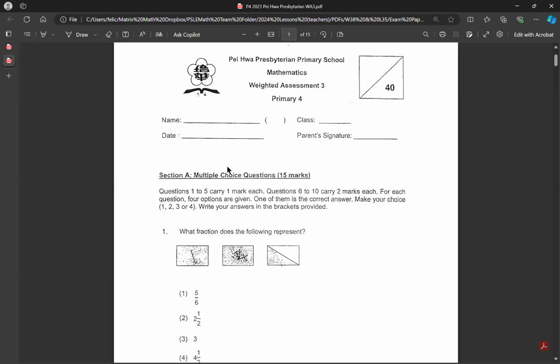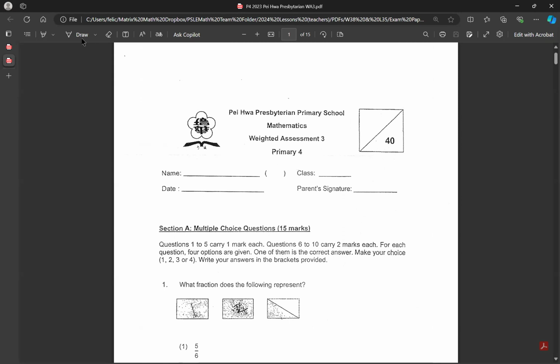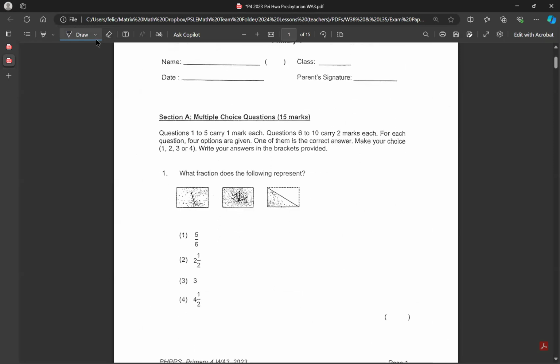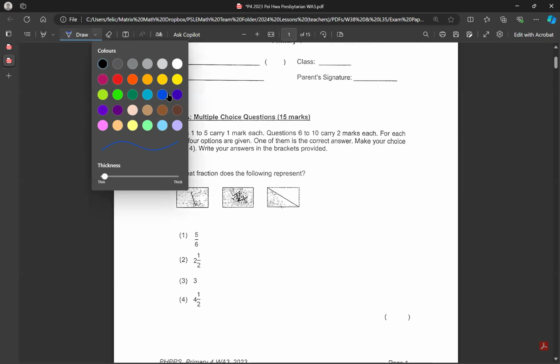Hi, okay, I'll be going through this P1 paper for P4 WA3. So this is a 2023 paper, just take note. It's not written here, I know, but yes, it's 2023. Okay, so let's begin. Just changing my pen ink.